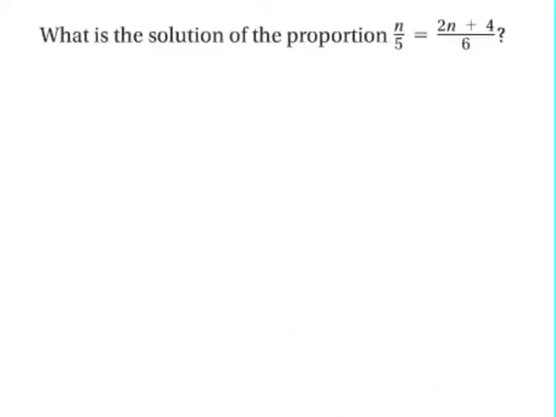Okay, looking good, guys. Pause the video anytime if we're moving too fast. So let's go ahead and kick this up a notch. We still have a proportion, n over 5 equals 2n plus 4 over 6. Now we're going to solve this the exact same way. We're going to get out our lassos, and we're going to loop these guys together.